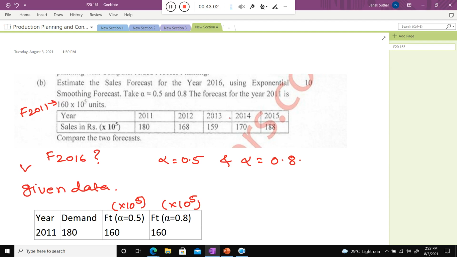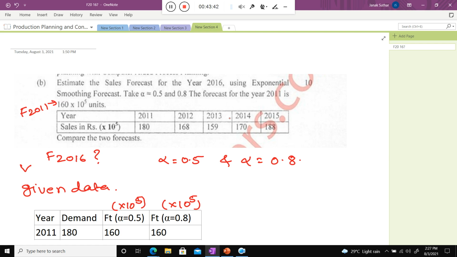You will get a larger number for forecast sales, but we are focusing on the forecasting error. Here I am getting 176. When I consider alpha equal to 0.8, my forecast is 176, but the actual sale in that particular year is 168. That means the gap is more, so the error is more. This is the prediction, this is the actual value.